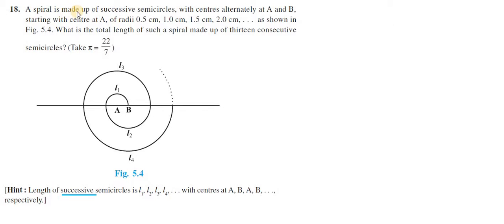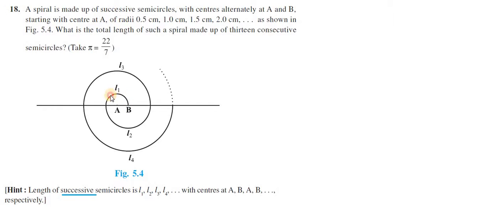A spiral is made up of successive semicircles with the centers alternately at A and B, starting with center A, of radii 0.5 centimeter, 1 centimeter, 1.5 centimeter, 2 centimeter, as shown in the figure. What is the total length of such a spiral made up of 13 consecutive semicircles? See here, this is the first circle.